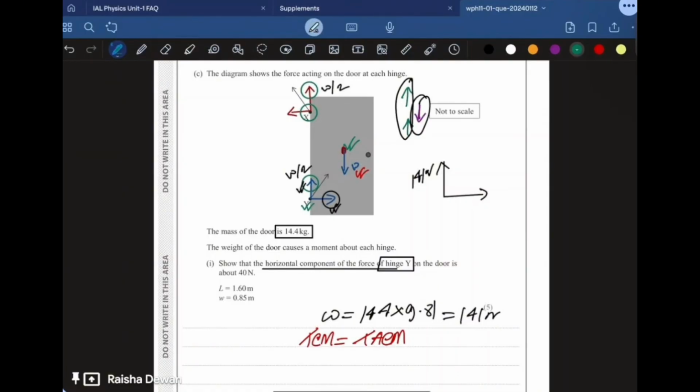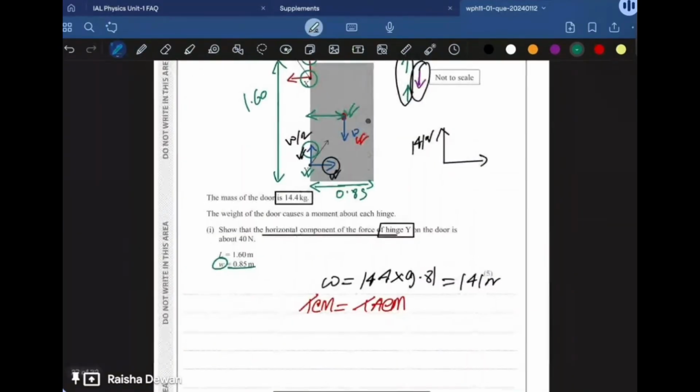So for clockwise moment, the weight is acting downward and we need the perpendicular distance. The perpendicular distance is going to be this distance, right? This is going to be our perpendicular distance for the weight, and they have given us the width as 0.85 and this length as 1.60. So we know our width is 0.85 and it is at the middle, so it will be 0.85 by 2. So our force is 141 Newton, which is the weight, into 0.85 by 2, is equal to the total anti-clockwise moment.